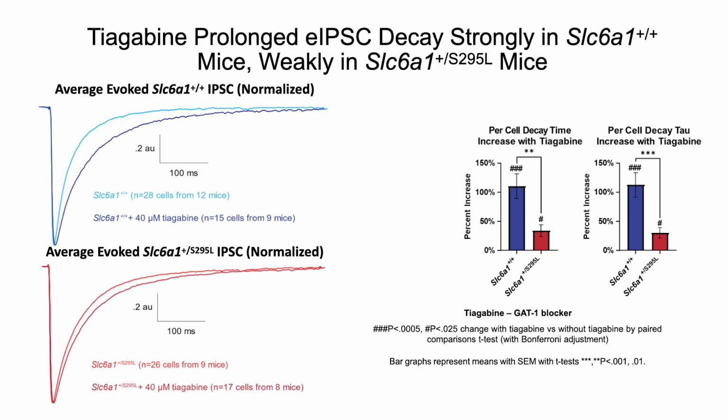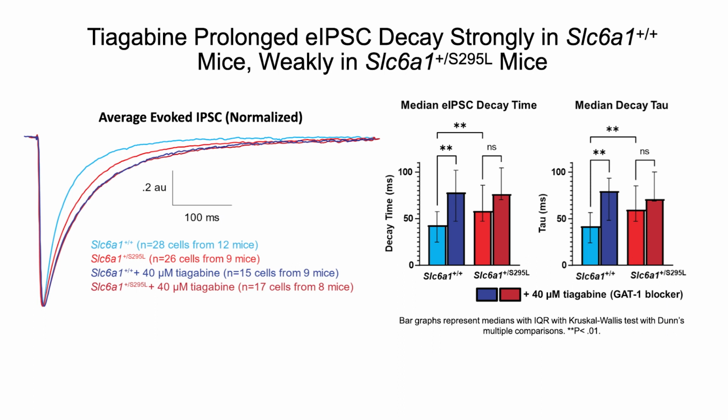When I added tiagabine to the heterozygote mice, these IPSCs also increased in decay. This was a statistically significant increase of about 40%, but it was a lot less than in the wild type, and that difference was also statistically significant. The same goes for the decay constant. So I thought this was a very interesting finding.